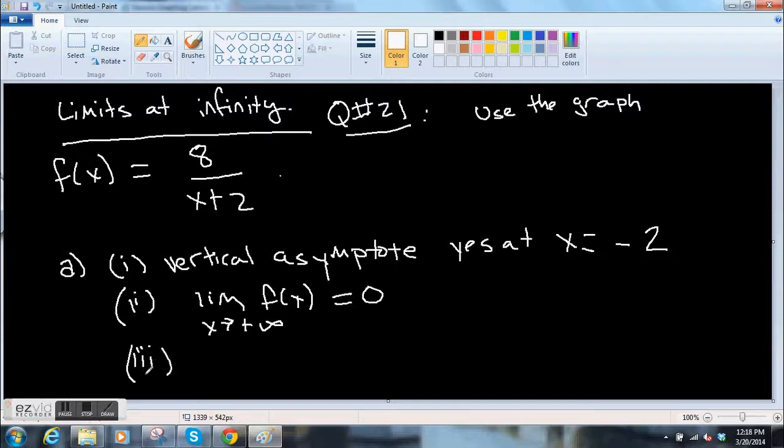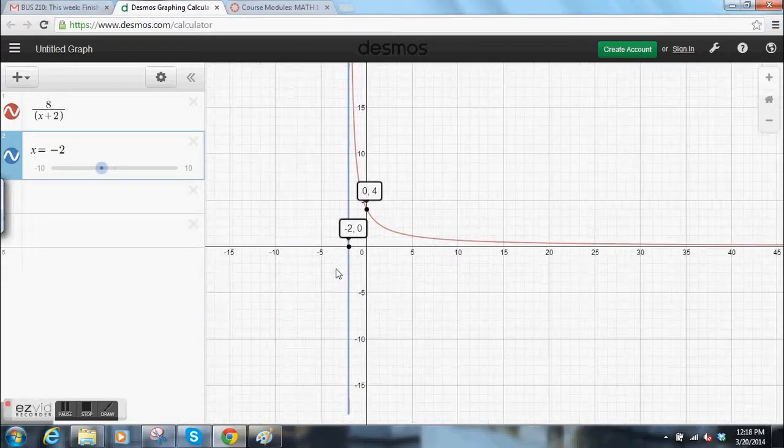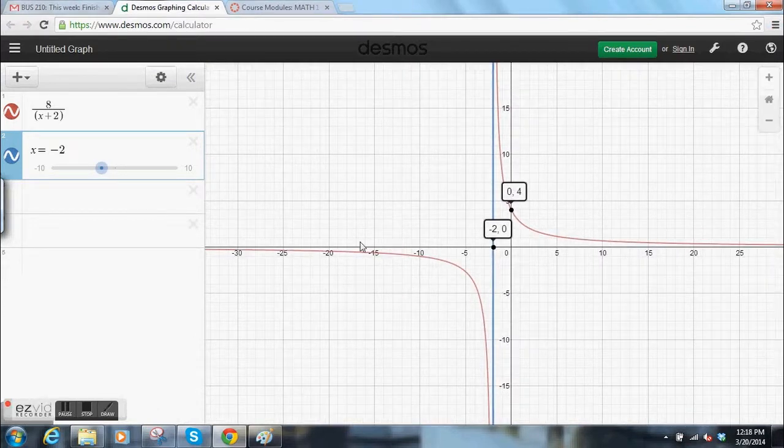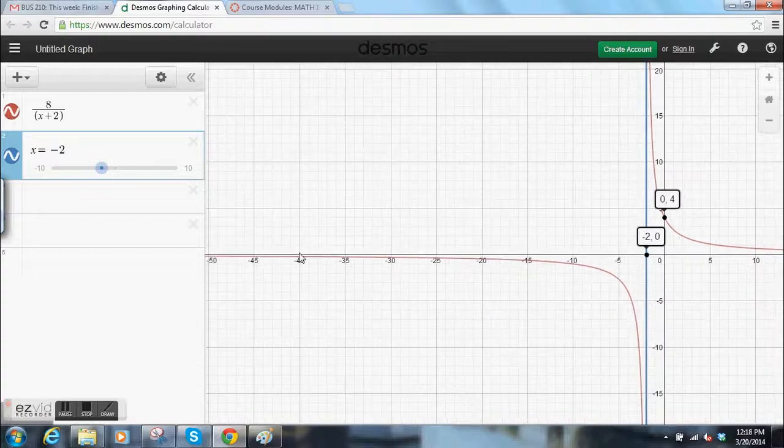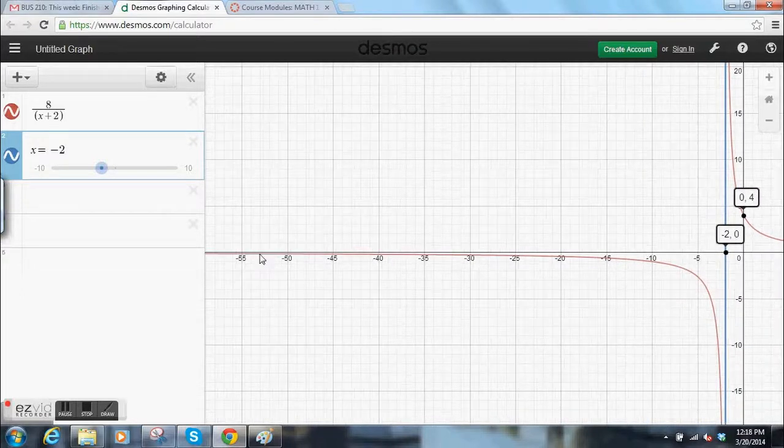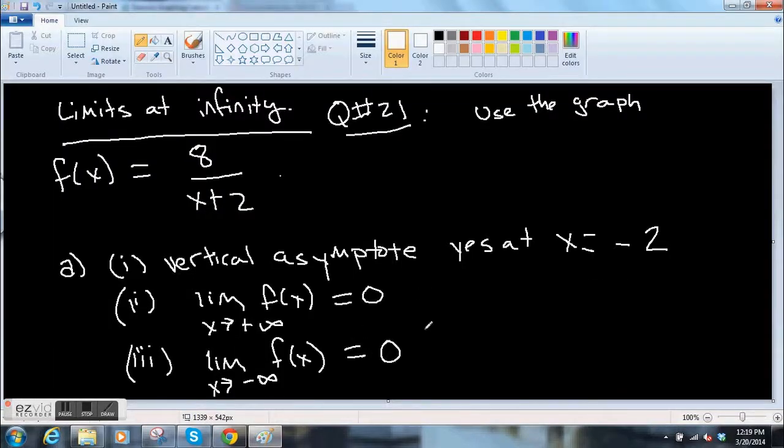Part 3: what is the limit as x approaches negative infinity of f of x? Let's look at the graph going the other direction. This negative and positive is somewhat relevant. So as x is going negative, negative, negative, it's still approaching 0. It's approaching it from the negative side, but it's approaching 0. Do you see that? It's getting closer and closer to 0, and 0 is the line that it will never cross. So yes, it's approaching 0. And then part 4 says use this to define the horizontal asymptote.